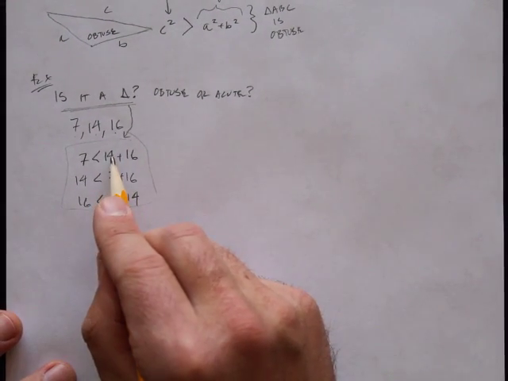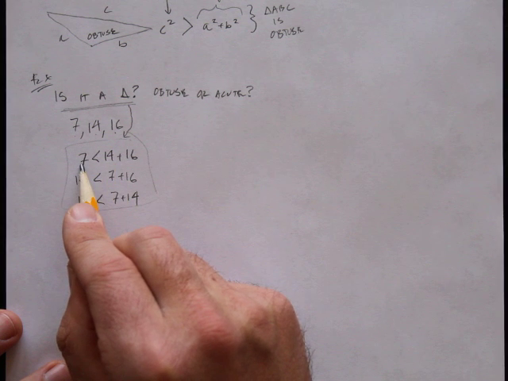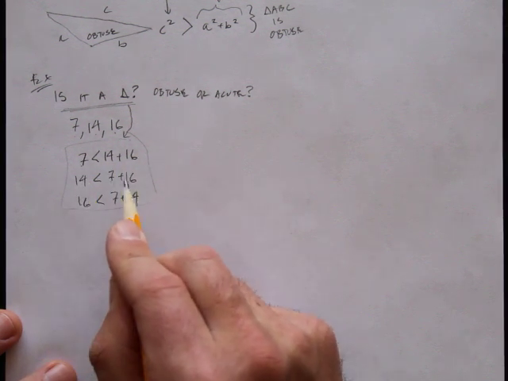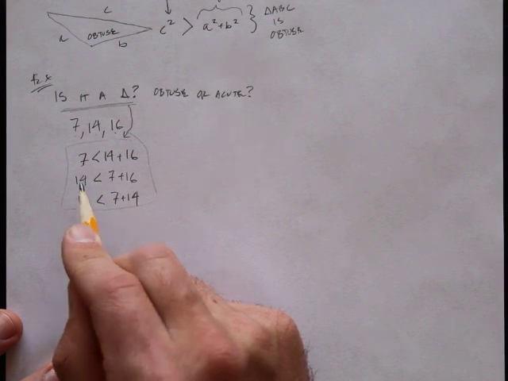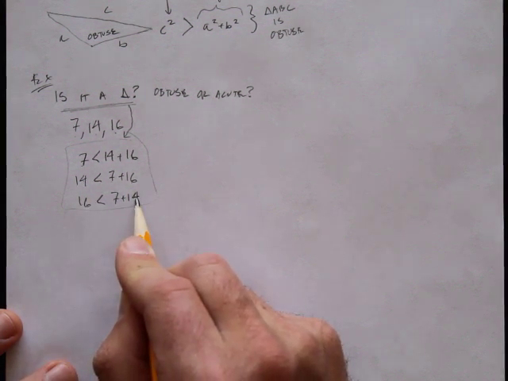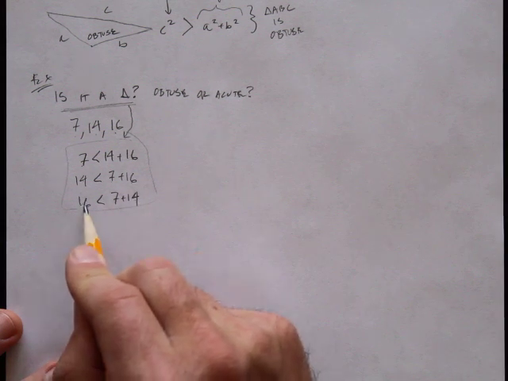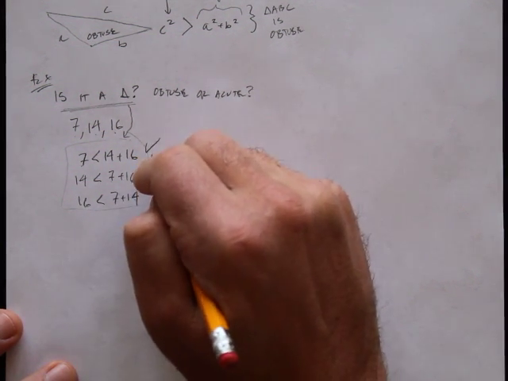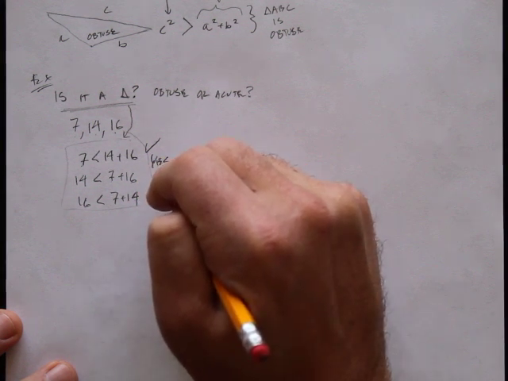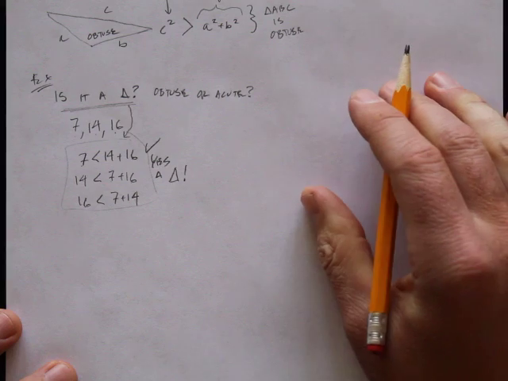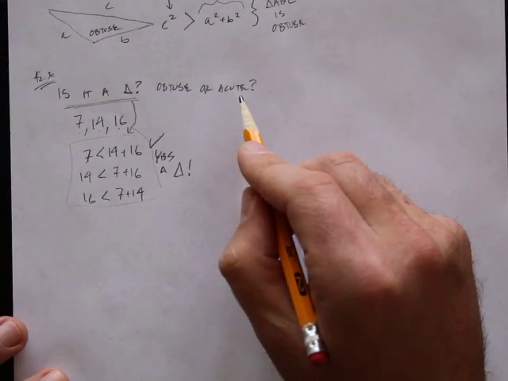So let's see. 14 plus 16 is definitely over 7. That's 30, right? 7 plus 16 is 23. That's greater than 14. And then 7 plus 14 is 21, which is greater than 16. So yes, this is a triangle. Yes, a triangle. Okay. Now, is it obtuse or acute?